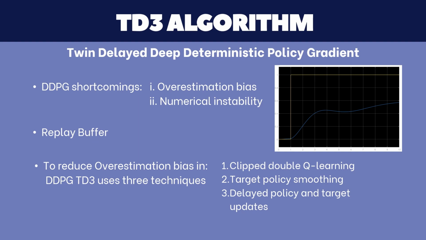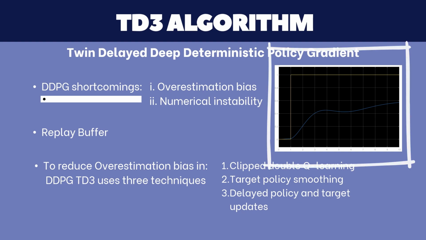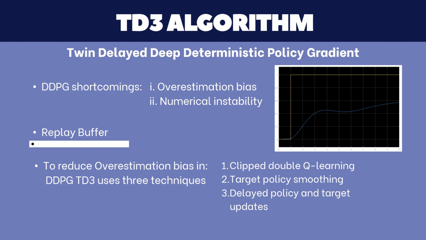The TD3 algorithm was developed to address issues in the DDPG algorithm. DDPG suffers from overestimation bias, where Q values are inaccurately high, leading to poor policy learning. Additionally, DDPG often faces numerical instability during training, which can result in suboptimal control policies, as you can see in the graph.